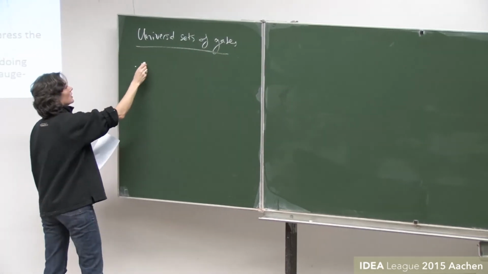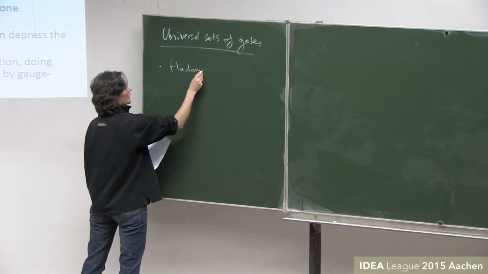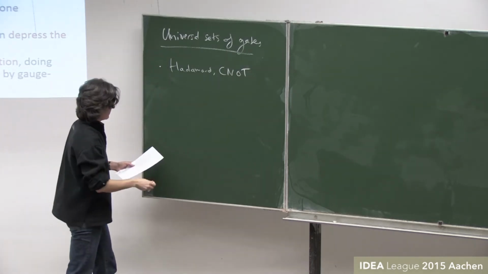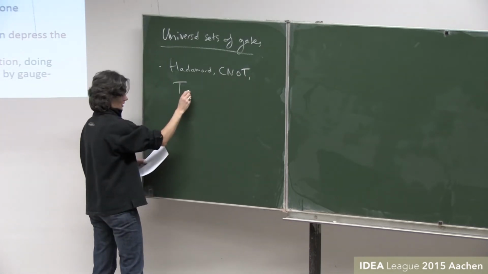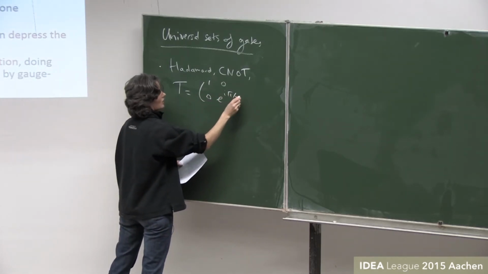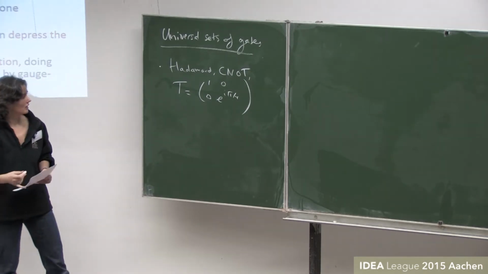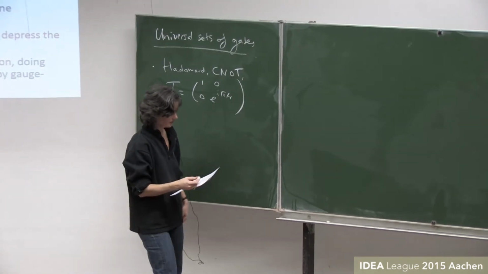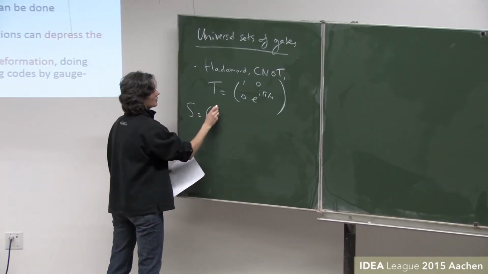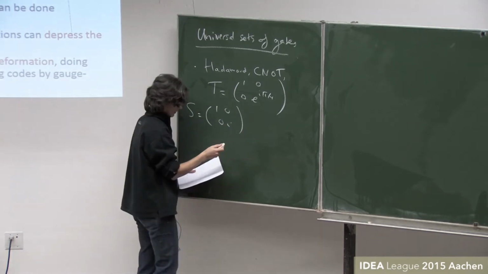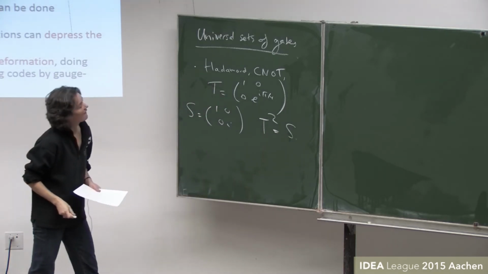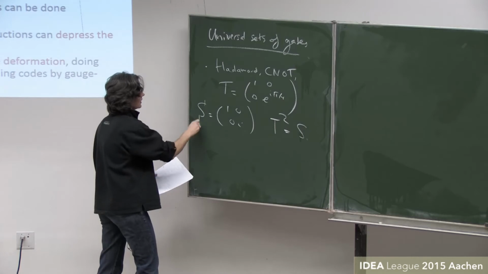Okay, so one favorite set, but like I say, it's not unique, is if you can do the Hadamard gate, single qubit Hadamard, the CNOT gate, and the T gate. So the T gate is also a pi over 8 Z rotation, but you can also write it like this. And there's also an S gate, which I don't need, but I just want to write it because T squared is equal to S.